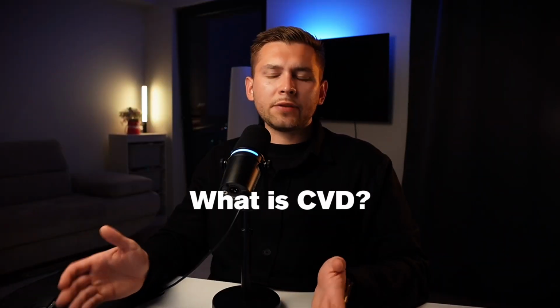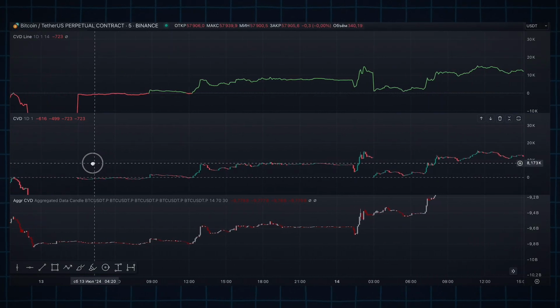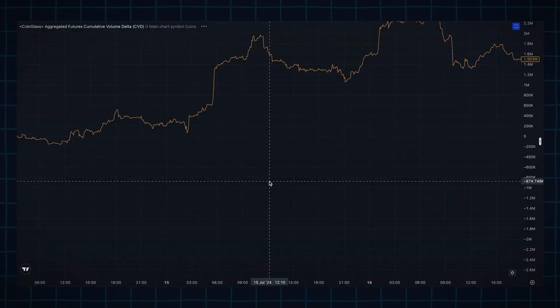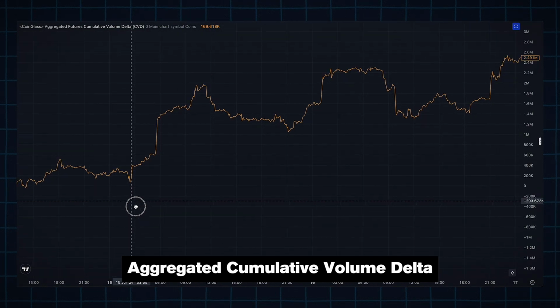So what is actually a CVD? Volume delta has different forms of visualization. I use the aggregated cumulative volume delta, which looks like this. But what does it indicate?